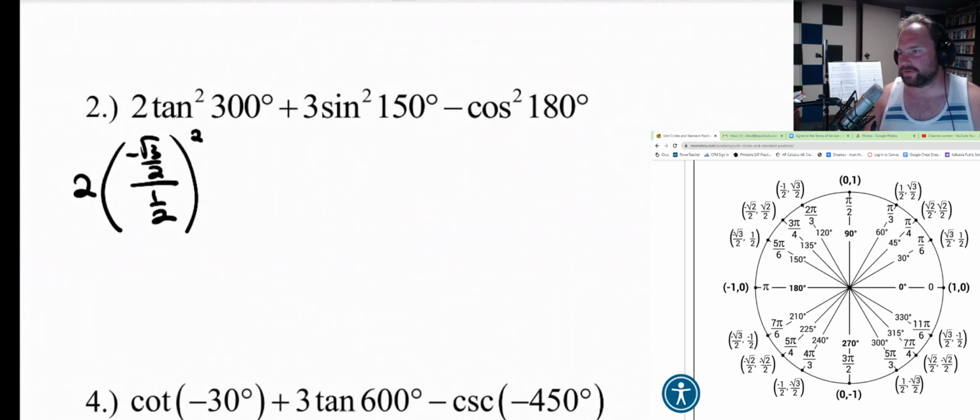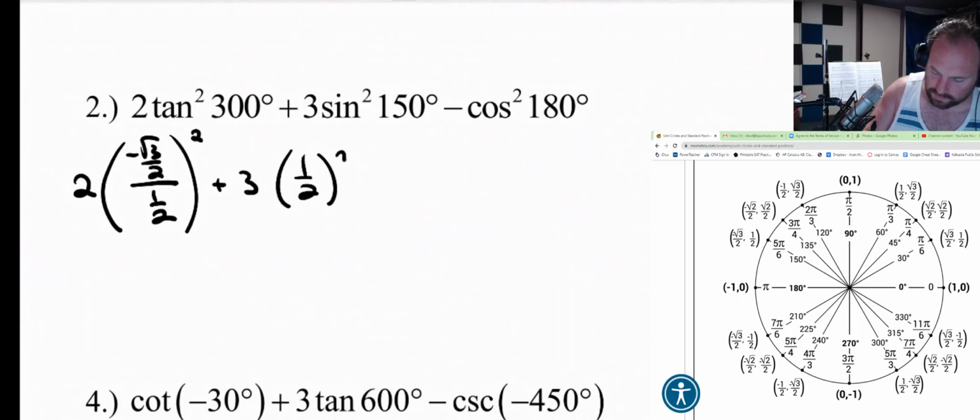When it comes to 150, the sine of 150 is 1/2. So this is plus 3 times 1/2 squared minus the cosine squared of 180. These are the ones you especially want to know. Cosine of 180 is the x value, which is negative 1. So this is just negative 1 squared.